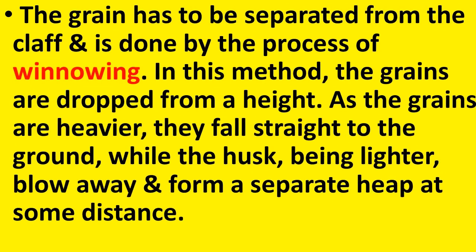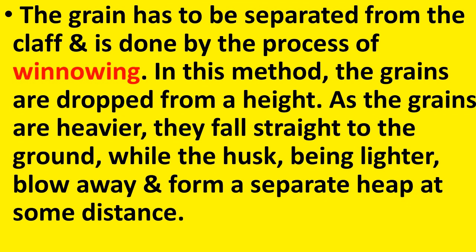The grain has to be separated from the husk, and this is done by the process of winnowing. So we have seen that by the threshing method, we are separating the grains from the chaff. But it contains many lighter particles called husk, and the grains have to be separated from this husk. For this, we use the process of winnowing.